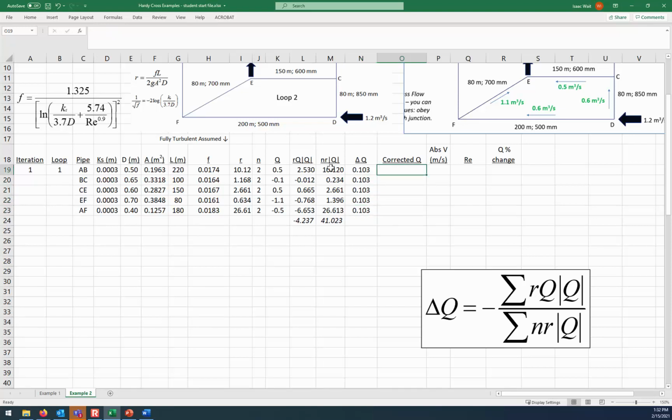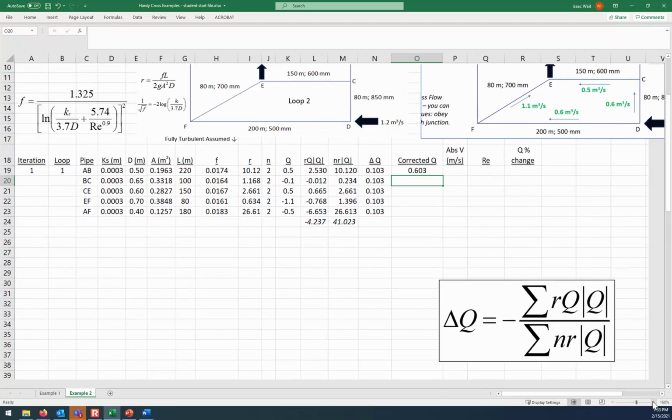Okay, so now this was the original guess flow rate, and this is a correction factor that's being applied. So the corrected Q is going to be our original guess of the flow rate plus the change.